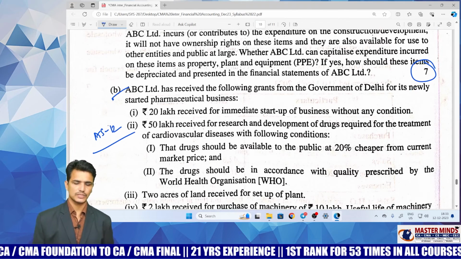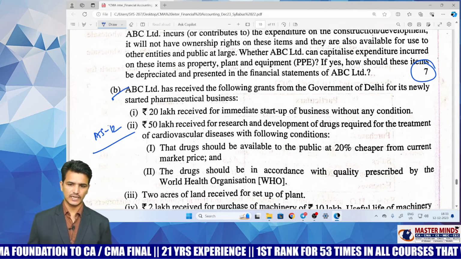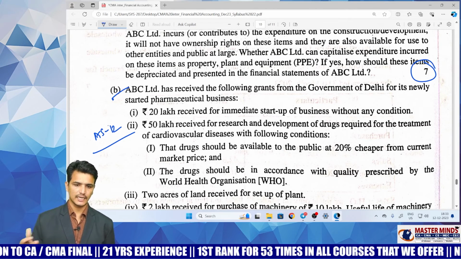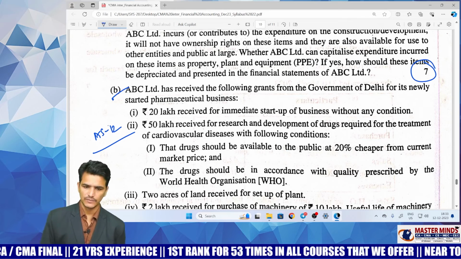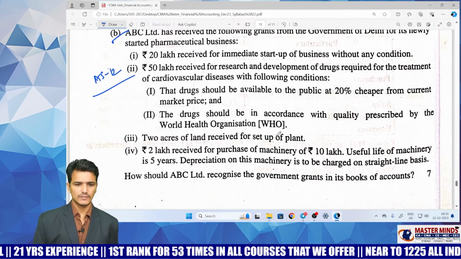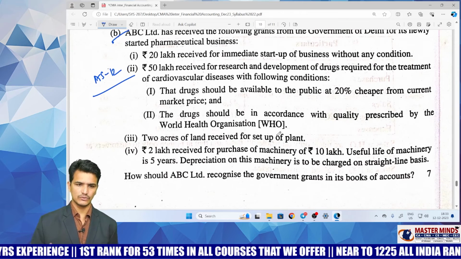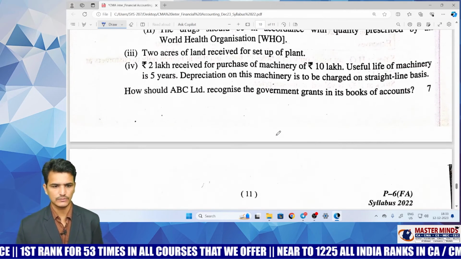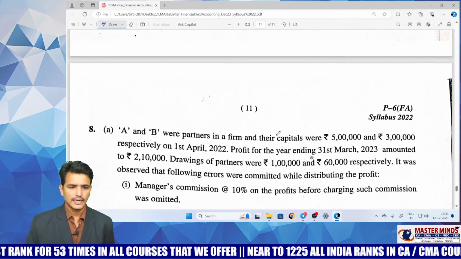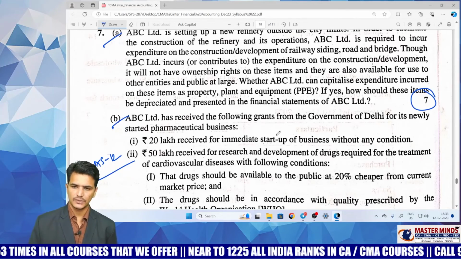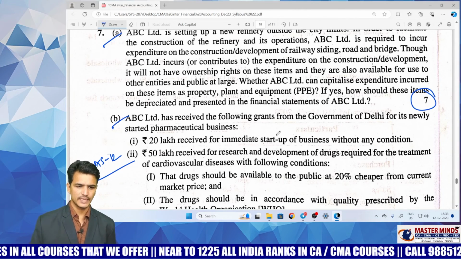In this question they have given you different types of grants, and you are required to answer how the treatment of each grant is to be presented as per AS12. Similar model questions are there in our material, so those who have gone through the AS12 problems can easily answer this question also. And next, question number 7a and 7b: 7a is related to AS10 and 7b is related to AS12.